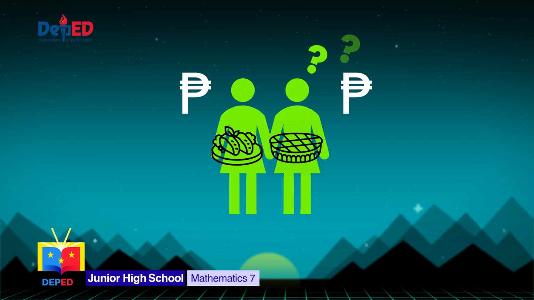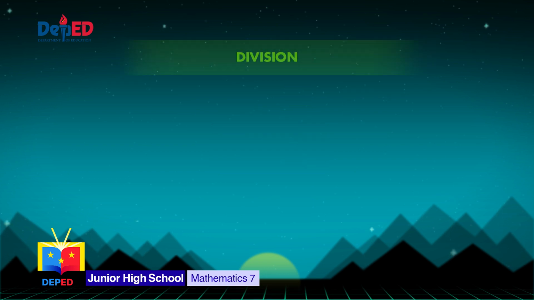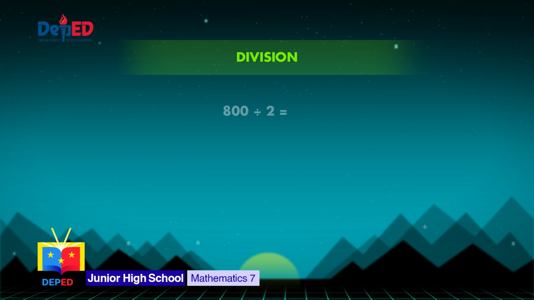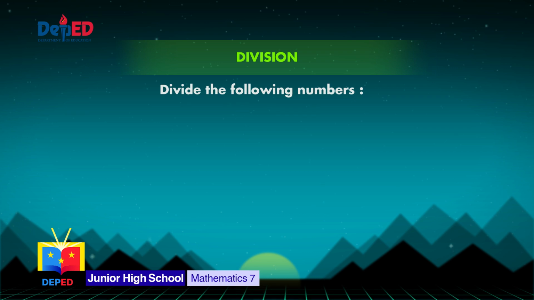Freshies, what operation do you think should we use for these integers? Right! Division! So, we will divide 800 by 2. 800 divided by 2 is 400 pesos. This time, we will proceed with division. Let's divide first the following numbers.